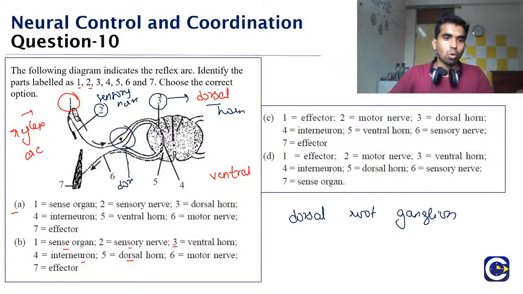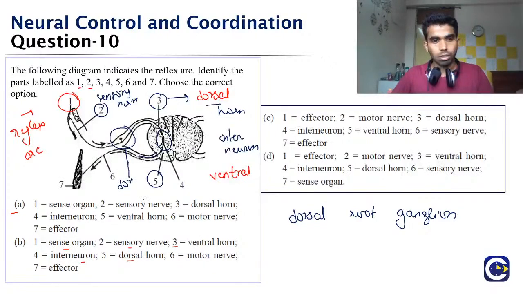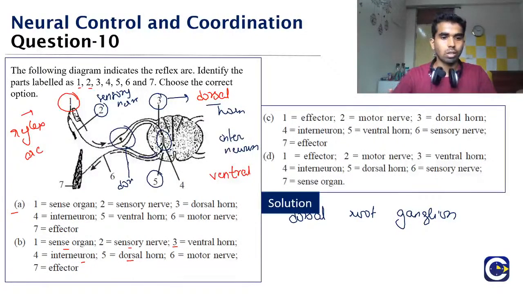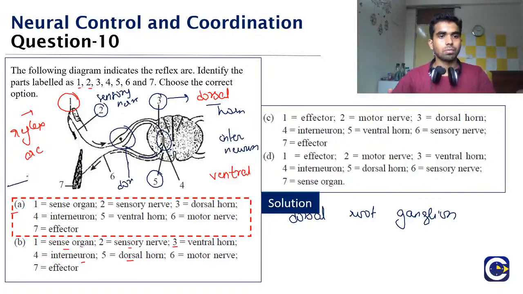Then this is the neuron that is connecting both the dorsal and the ventral horn, and that is why it is known as the interneuron. It is because it is between the two neurons. Then the fifth one is the ventral horn because it is coming out from the ventral part. Then sixth is the motor nerve, and seventh is the effector organ which will control the movement. So yes, Trisha, the correct answer is option A.